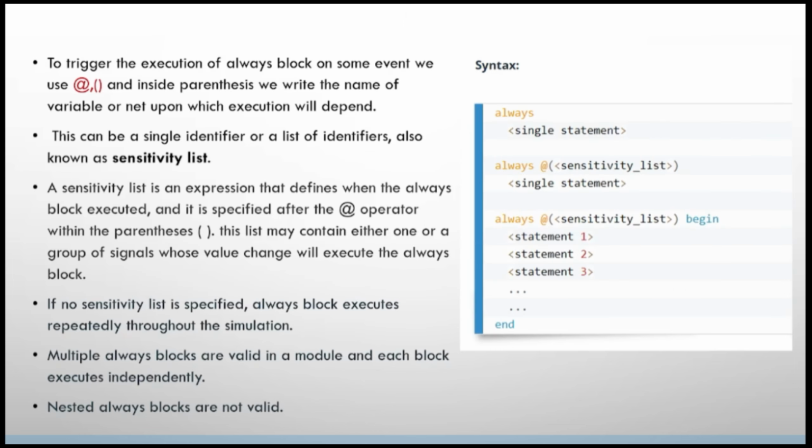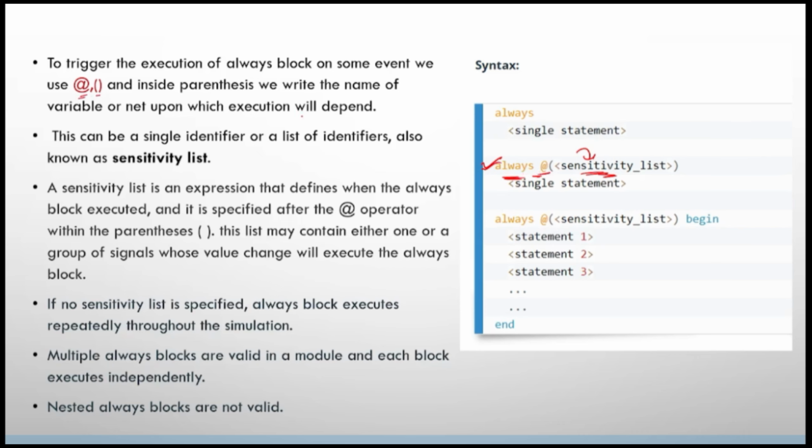As I told you, the always block will be running n number of times. So how to make it run for n number of times? When will this always block be executed? This always block will be executed based on the sensitivity list. When there is any change in this particular sensitivity list, only then will the always block be activated. It will be represented with the @ symbol.